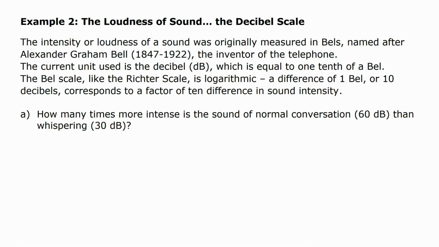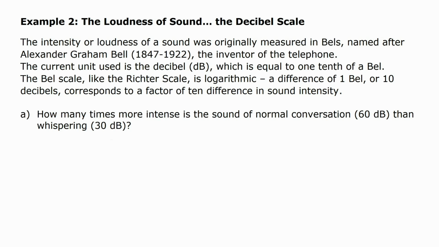All right, let's look at a second example of a logarithmic scale. Another really well-known example of a logarithmic scale is that for the loudness of sound, which we often just call the decibel scale. Now, the intensity or loudness of sound was originally measured in bells, which are named after Alexander Graham Bell, the inventor of the telephone. But the current unit that's usually used is the decibel, which is equal to 1/10 of a bell. And the bell scale, just like the Richter scale, is logarithmic. So a difference of 1 bell, or 10 decibels, corresponds to a factor of 10 difference.